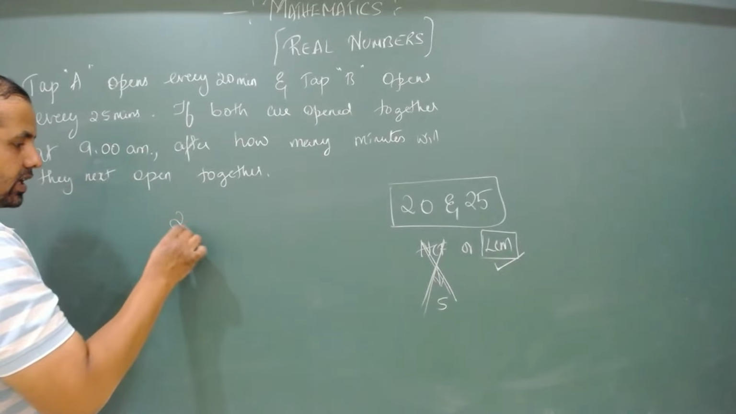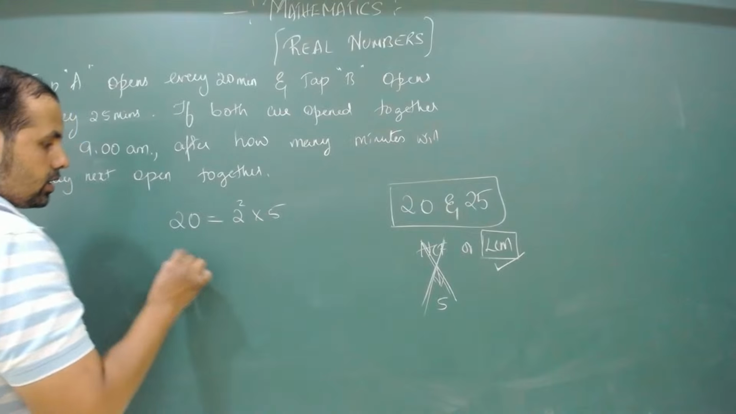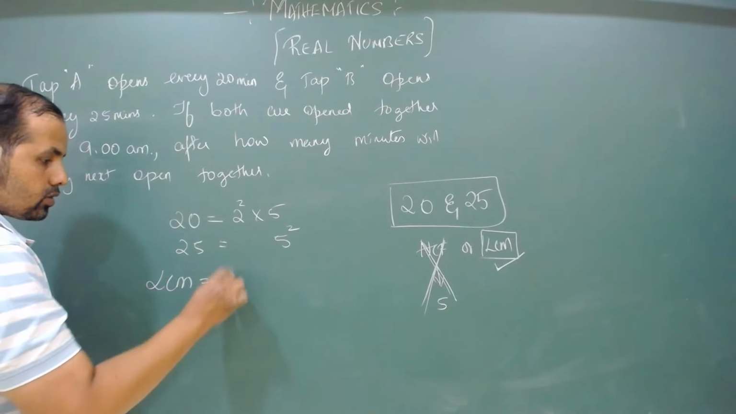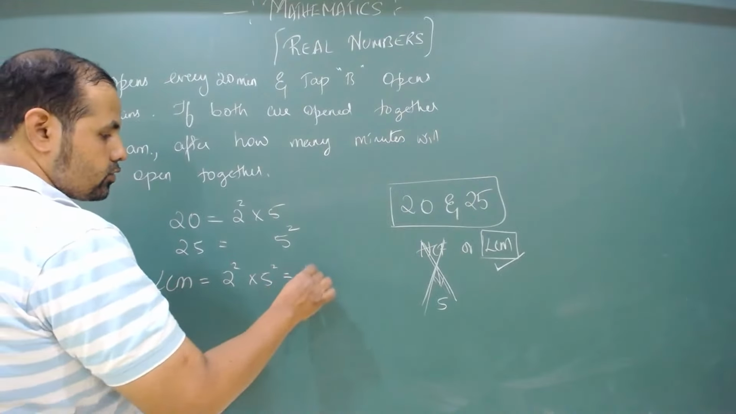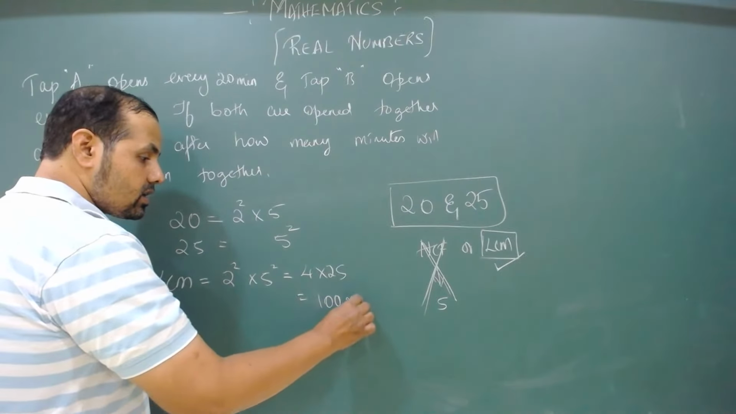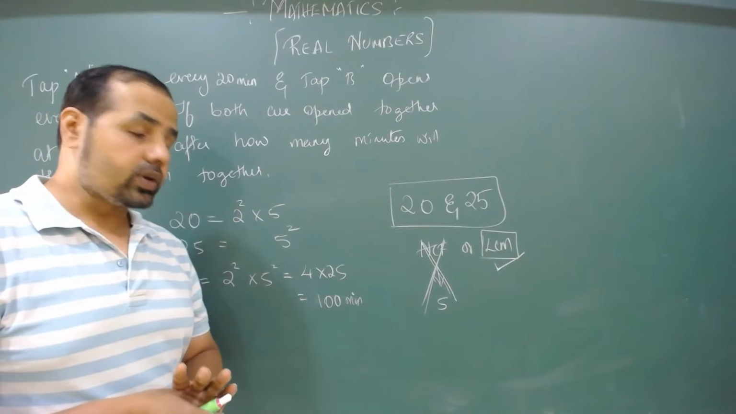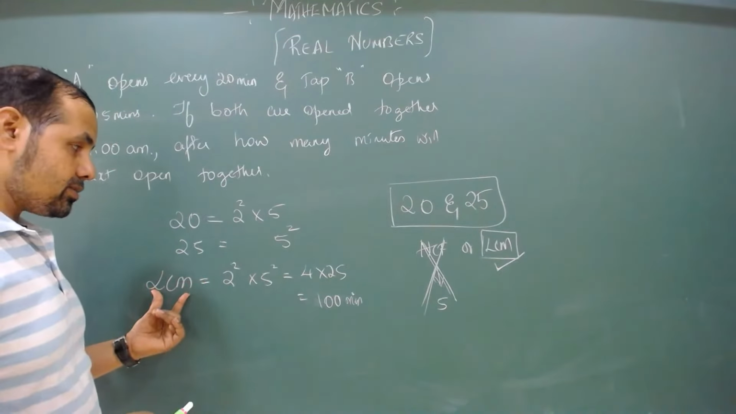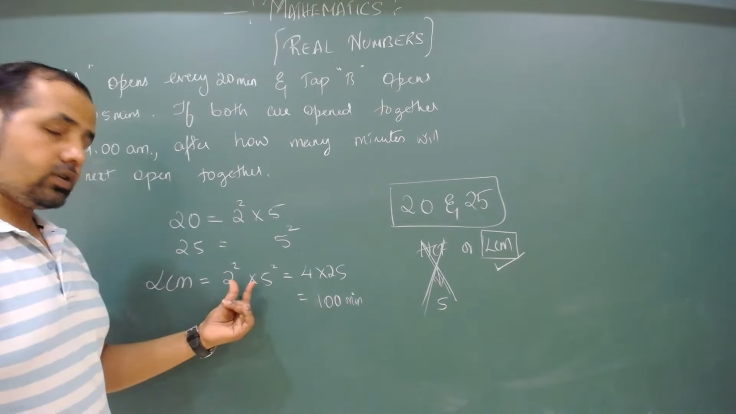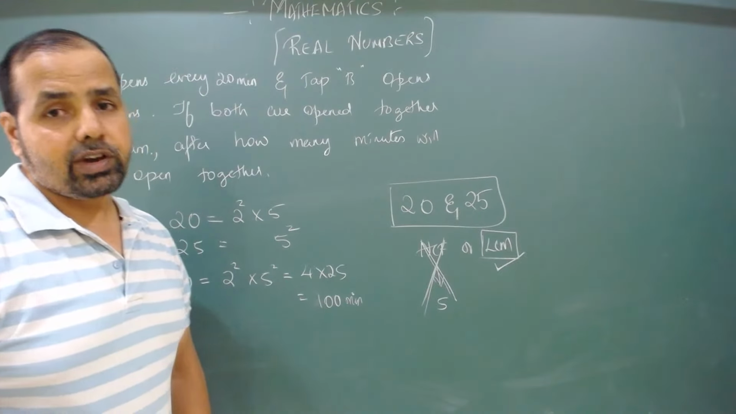Now LCM of 20 and 25. Let me write the prime factors. 20 is 2 square and 5, and 25 is 5 square. Therefore LCM is 2 square and 5 square, which is 4 into 25. The answer is 100 minutes. After 100 minutes, the taps will be opened together. LCM is the highest power of 2 and the highest power of 5. Highest power of 2 is 2 square, which is 4, and highest power of 5 is 5 square, which is 25. 4 into 25 is 100.